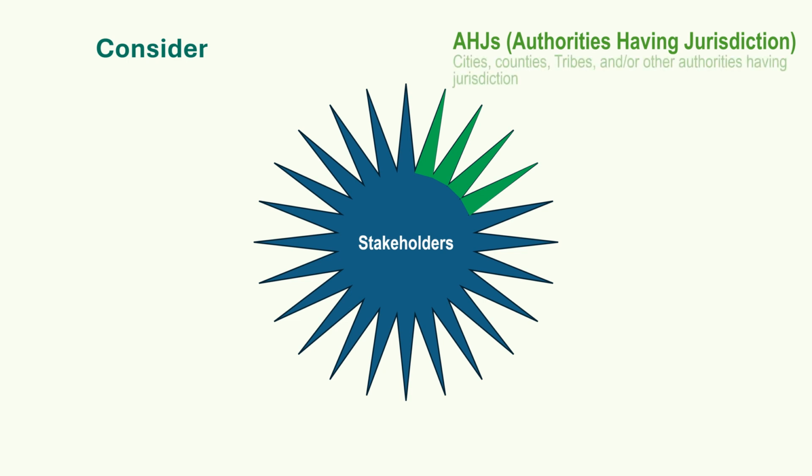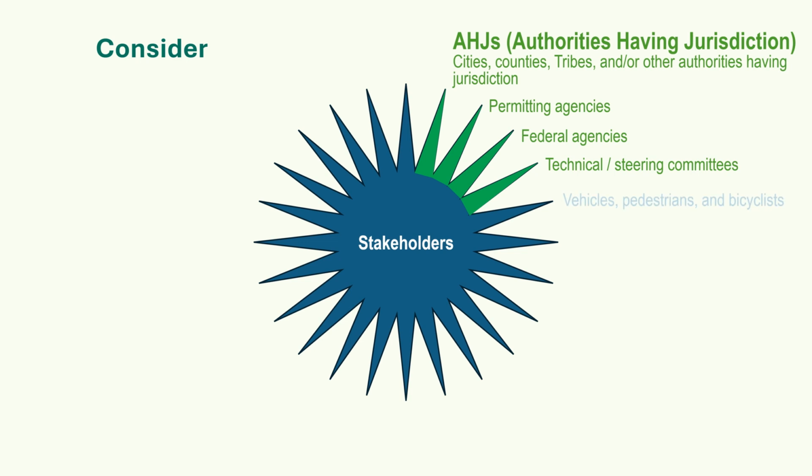Consider AHJs, authorities having jurisdiction. Cities, counties, tribes, and/or other authorities having jurisdiction. Permitting agencies: U.S. Army Corps of Engineers, Washington Department of Fish and Wildlife, Washington Department of Natural Resources, Washington Department of Ecology, etc. Federal agencies: Federal Highways Administration, Federal Transit Authority, Federal Aviation Administration, etc. Technical or steering committees. Others are vehicles, pedestrians, and bicyclists.